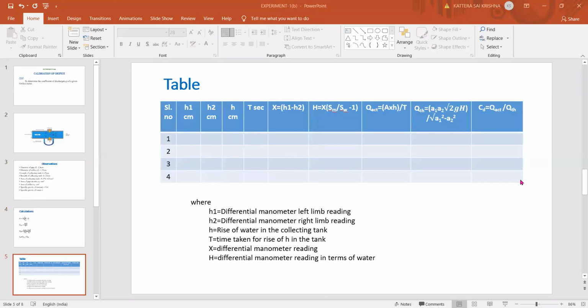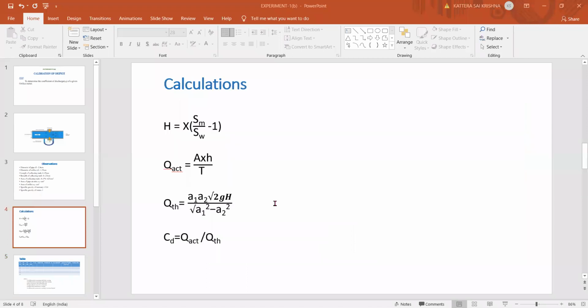Next, this is our tabular column. Almost the same tabular column here also. So this experiment also we are going to do.